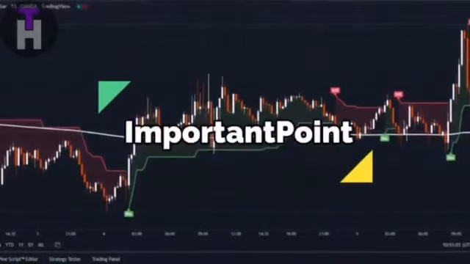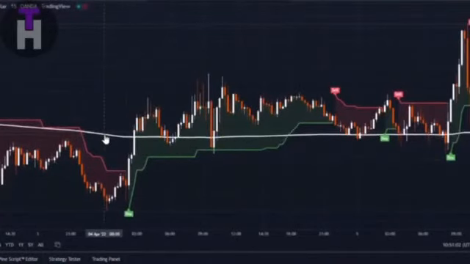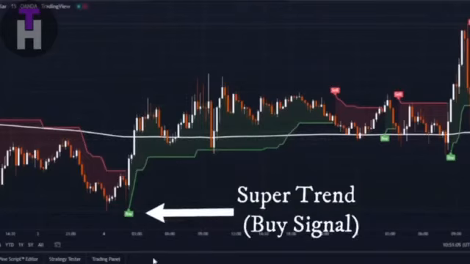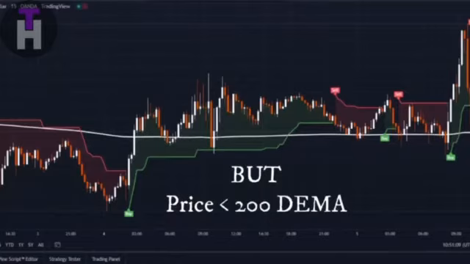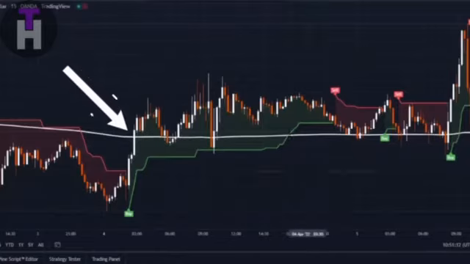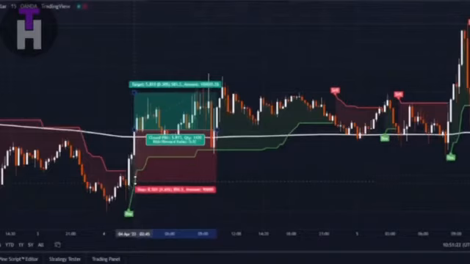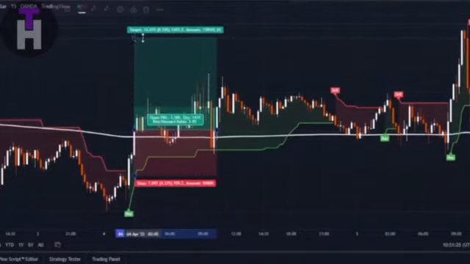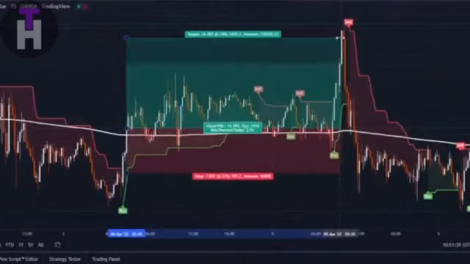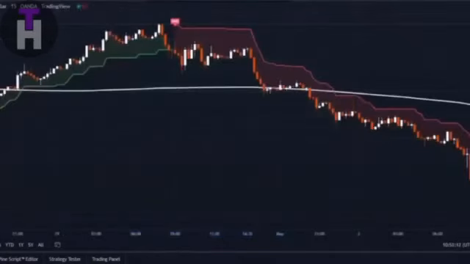And here is the point to increase our profit with this strategy. Sometimes we see that the Supertrend gave a buy signal, but the price is still below the 200 DEMA line. So we shouldn't take the position. But we can wait for the price to cross above the 200 DEMA line, and while the Supertrend is still colored green, that is the time where you can take a buy position and set the stop and take profit as I explained. And exactly the opposite is true for short positions again.